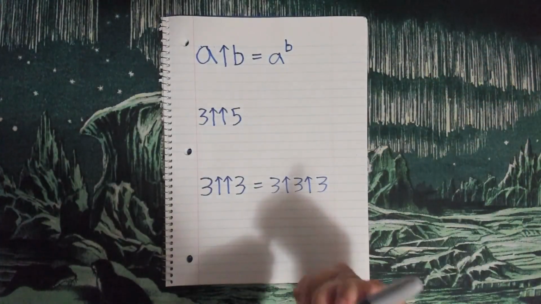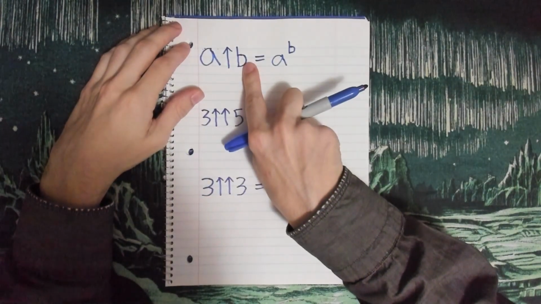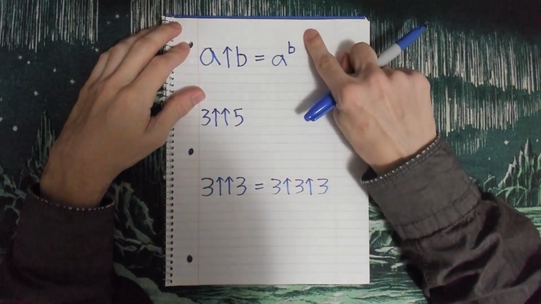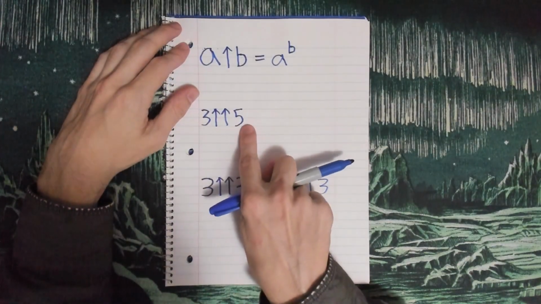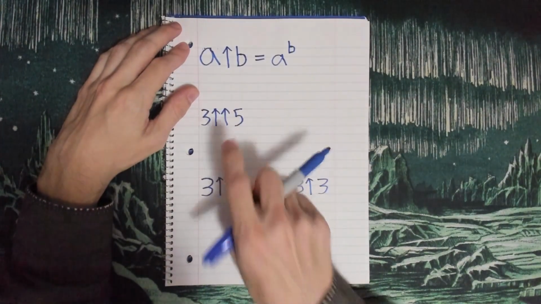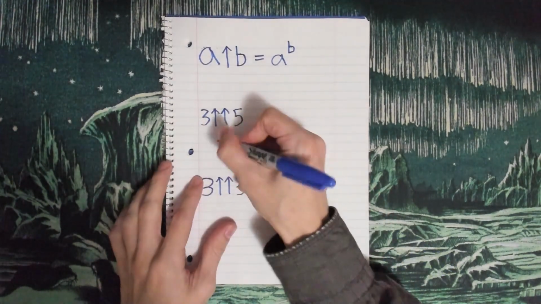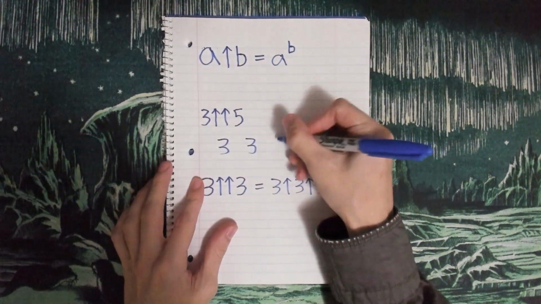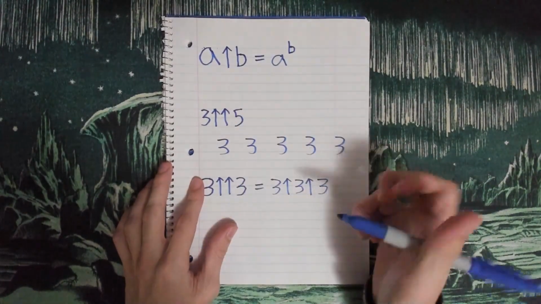Okay, let's get started. So how big is Graham's number? Well, we have a arrow b, which is just another way of writing a to the power of b. So how does the arrow notation work? Say I have 3 arrow 5. What this means is that I'm going to write down the number 3 five times. That's what the number on the right says.